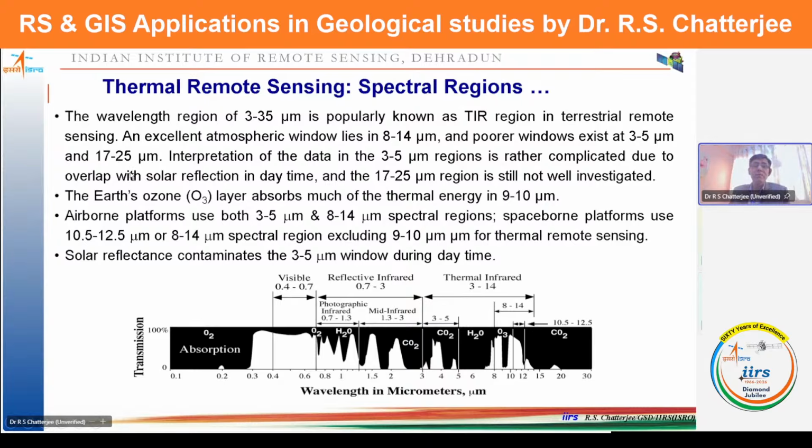Now, see here, the wavelength region 3 to 35 micrometer is popularly known as the thermal infrared region. Out of that, in the atmosphere, there are windows at 8 to 14, 3 to 5 and 17 to 25. Okay, but in 17 to 25, the transmittance is very, very subdued, very low. So the prominent atmospheric transmittance is available in 8 to 14. So 8 to 14 is more popularly used for thermal sensing of the Earth's surface.